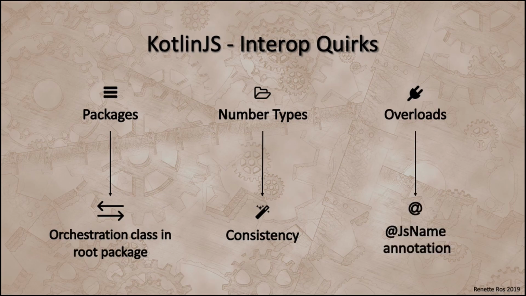And lastly, overloads. I've already mentioned that the compiler renames functions to prevent name clashes because JavaScript does not have overloads. Luckily, you can control this using the JS name annotation.